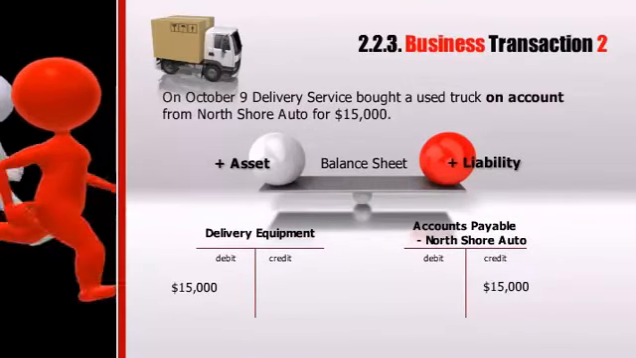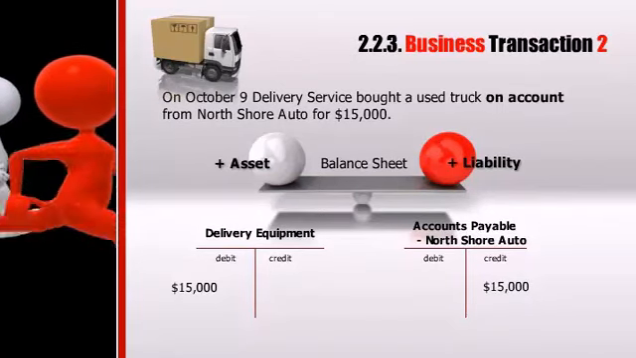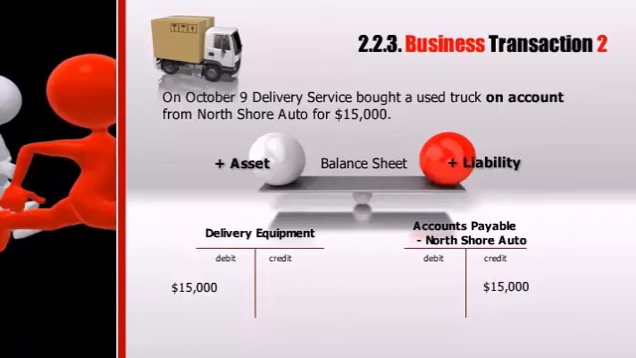Business Transaction 2. Delivery Service bought a used truck, on account, from North Shore Auto for $15,000. The accounts Delivery Equipment and Accounts Payable North Shore Auto are affected. Delivery Equipment is an asset account. Accounts Payable North Shore Auto is a liability account. Delivery Equipment is increased by $15,000. Accounts Payable North Shore Auto is increased by $15,000. Increases in asset accounts are recorded as debits. Debit Delivery Equipment for $15,000. Increases in liability accounts are recorded as credits. Credit Accounts Payable North Shore Auto for $15,000.